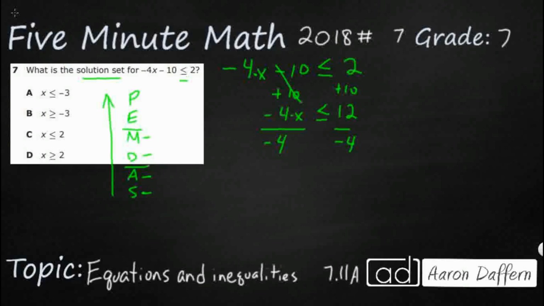Watch what's going to happen to our inequality. When you multiply or divide by a negative number, you actually flip the inequality. 12 divided by 4 is 3, so 12 divided by negative 4 is going to be negative 3. Now that is a rule that is kind of hard to remember sometimes, but you know what? Let's just take a look at this.